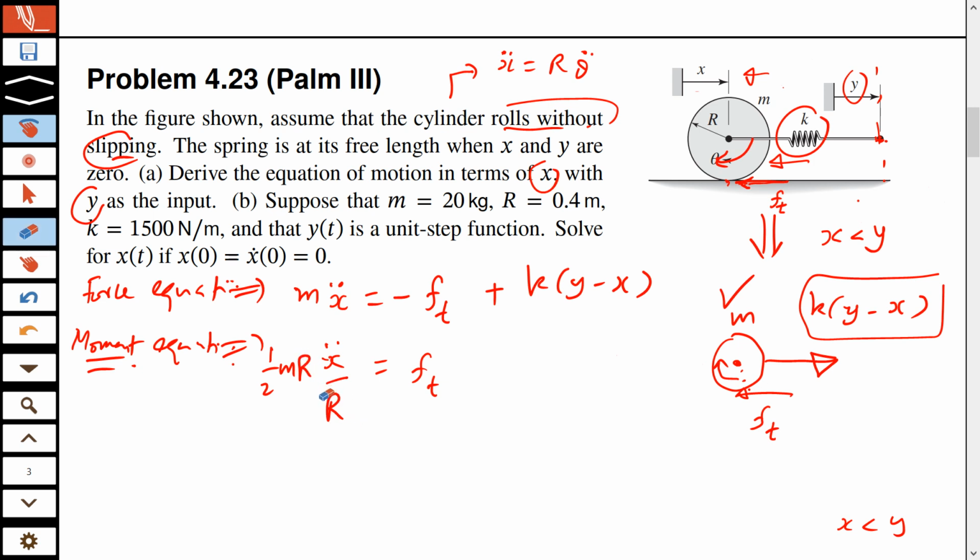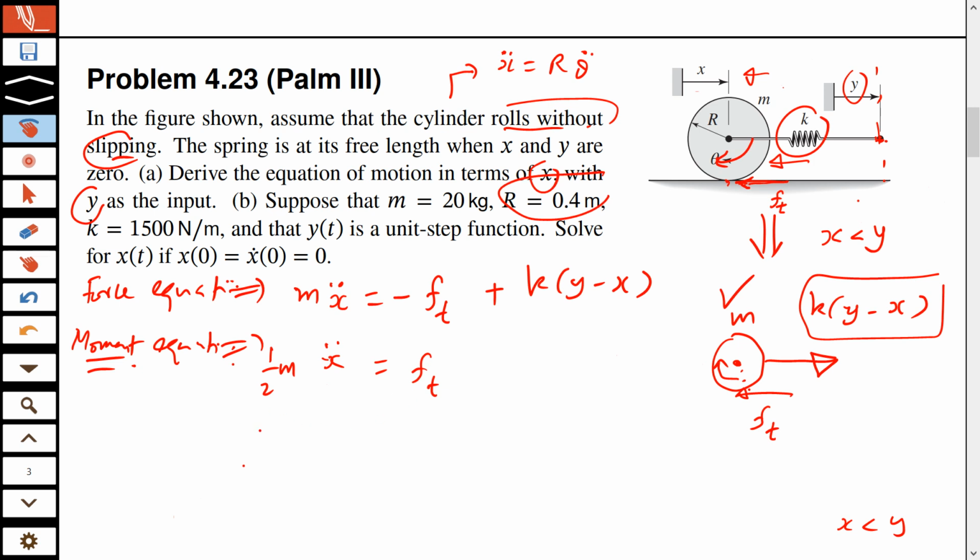And actually I got rid of r. I don't know if we have made any mistake, so let me just try this again. It's half m r squared, and this is Ft times r, and theta double dot is x double dot divided by r, this r and that r. Yeah, so this is correct. You don't need r basically, although the value is given.